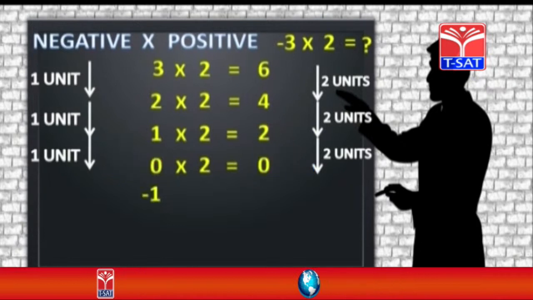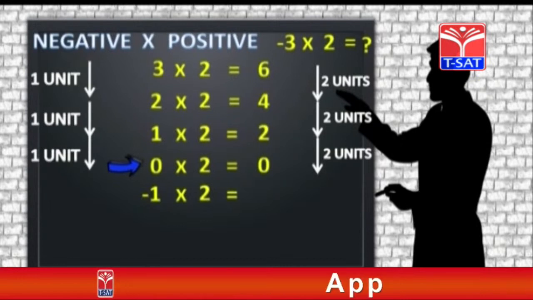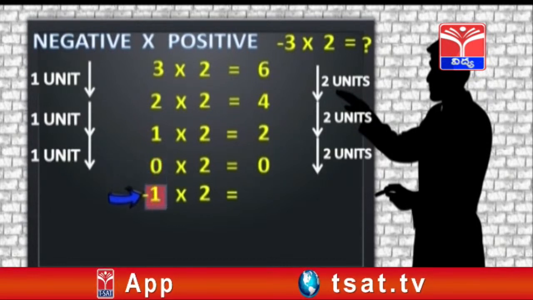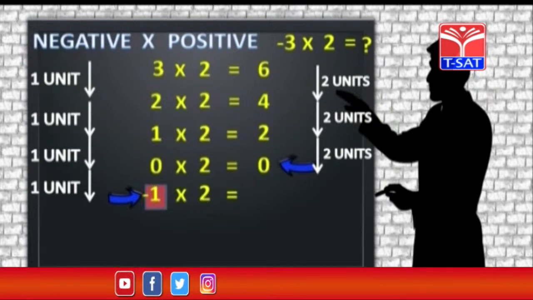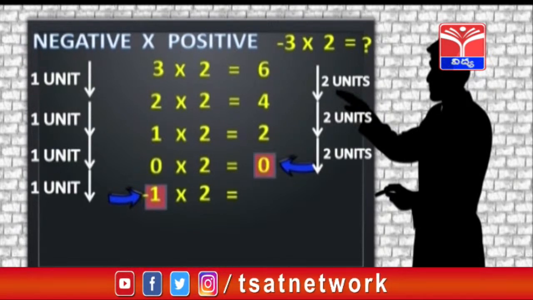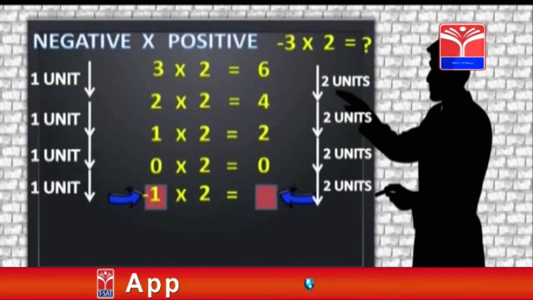Come to negative numbers. After 0, if you decrease 1 unit we come to -1. -1 times 2 equals how much? And you observe from 0 to -1 again the value is decreased by 1 unit. If you observe this pattern on the answer side also, the value should be decreased by 2 units again, because on the left side the value is decreased by 1 unit. Proportionately in the answer also the value should be decreased by 2 units, and hence the answer is -2.